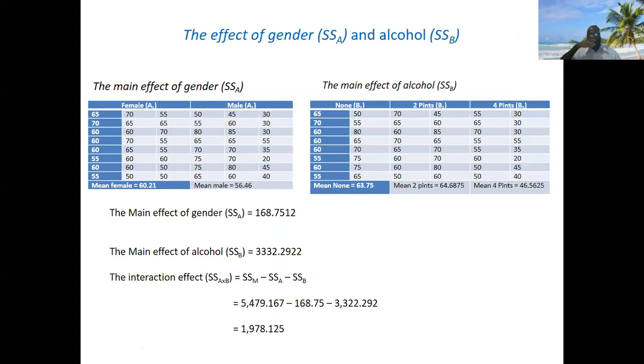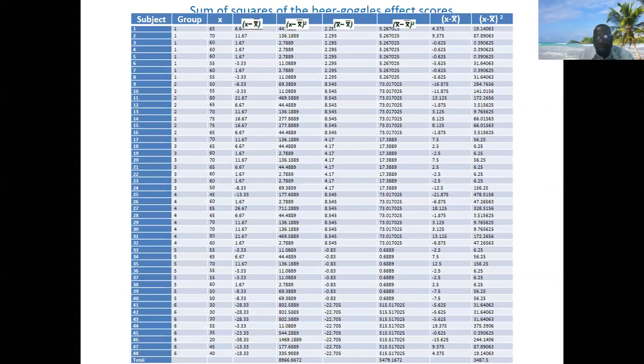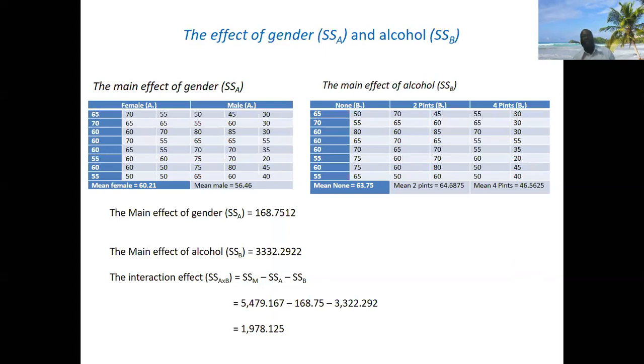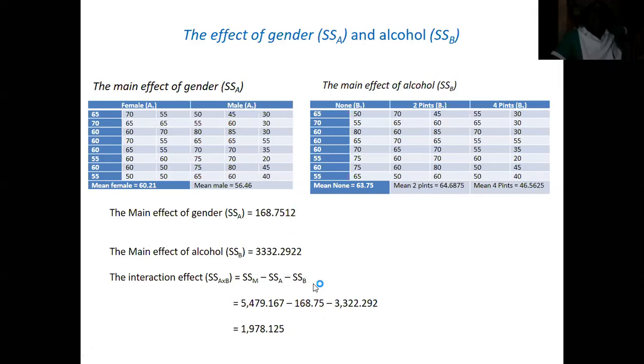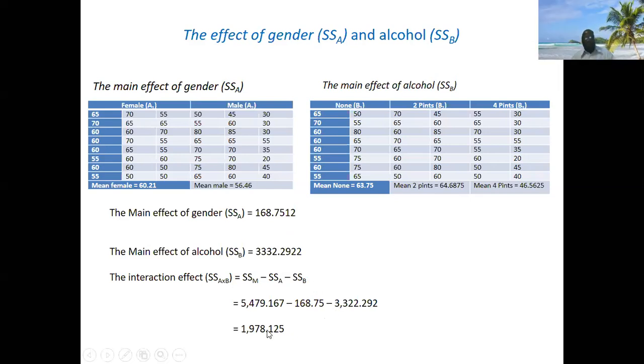Now, if you add these two together, the main effect of alcohol and the main effect of gender, it is still not up to the sum of squares for the model, which we have calculated before to be 5,479. But in the model, you are trying to see the contribution of gender. If we have both of them together, it's not up to. The remaining is due to the interaction of both of them. That's why we say we have the main effects, then we have the interaction. So when you remove the main effects of gender and alcohol from the sum of squares model, it gives you 1,078.125. That is the interaction effect for both of them.